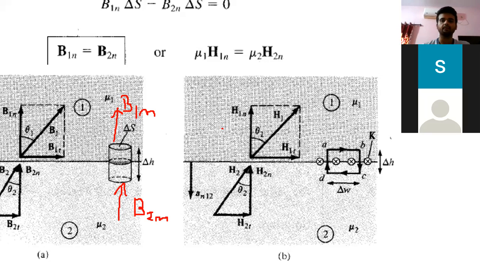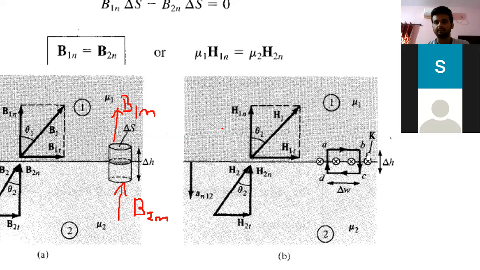How to apply? Before that, you first resolve H1 and H2 into two components, like what we did here for magnetic fields. For magnetic flux density, whatever we did, we have to do for this case also. We have to resolve magnetic field intensity into two components: for H1, H1T and H1N, and for H2, H2T and H2N. So I resolved into two components.